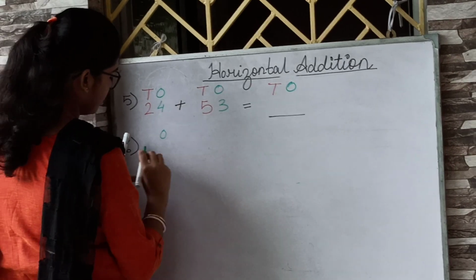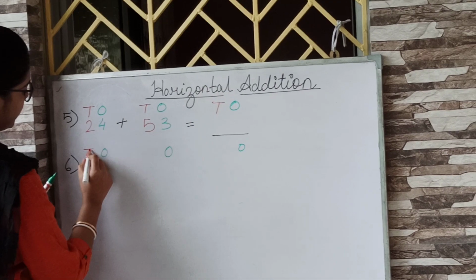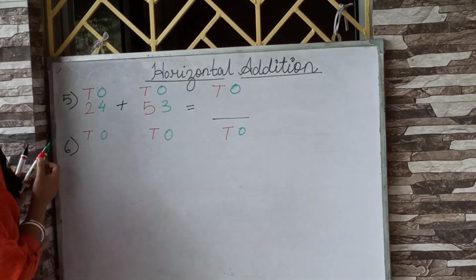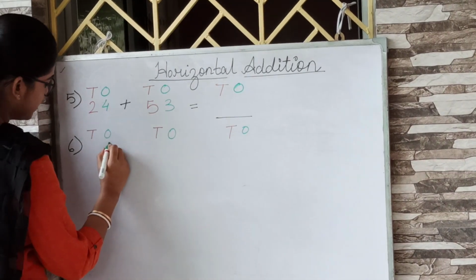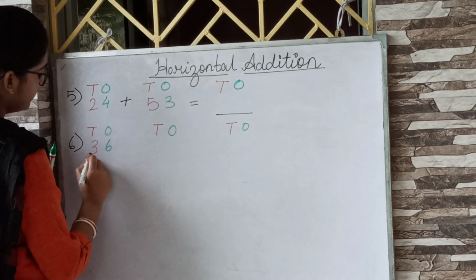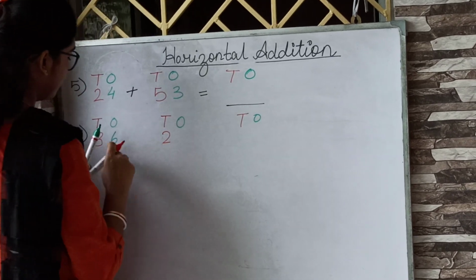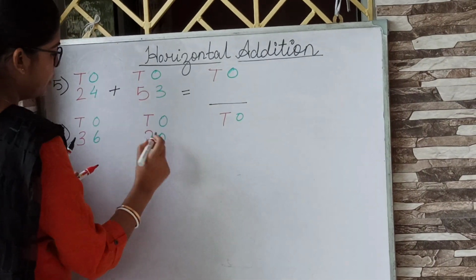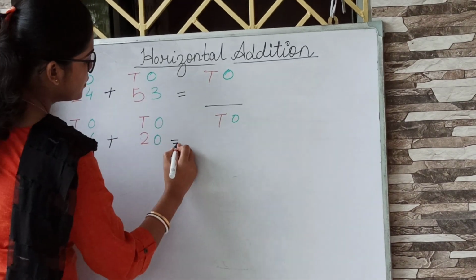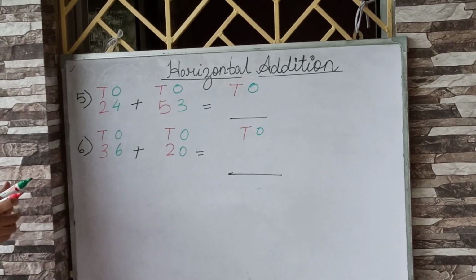Ones, ones, ones. Tens, tens, tens. Let's put the digits here: 6, 3, then 2, 0. Understood? So the plus sign and equals sign here. So students, follow these 2 more.